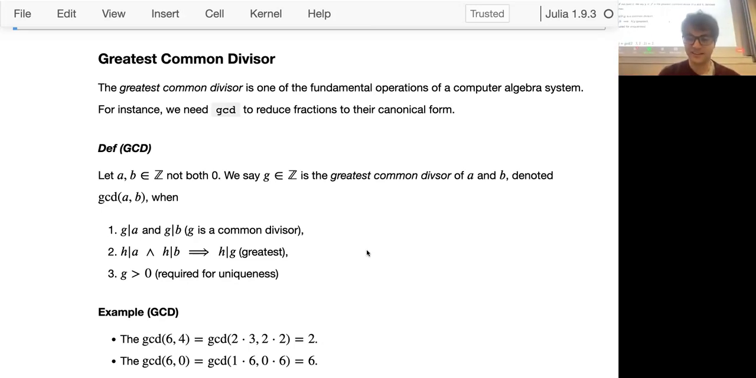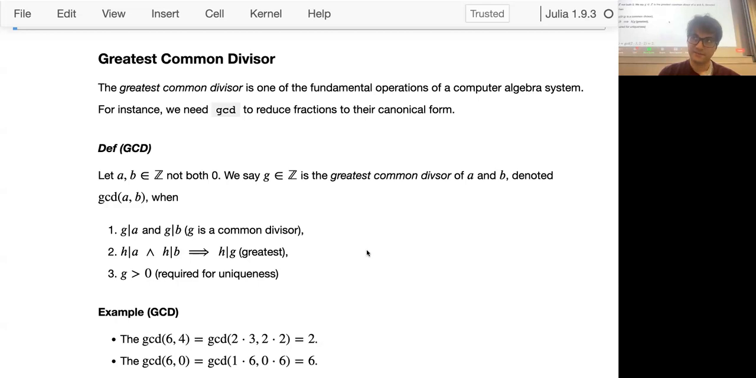So first, let's look at the definition. What is the GCD? If you give me two integers, one of them has to be non-zero. We say that G in the integers is the greatest common divisor of A and B, and is denoted GCD of A and B. If you're from number theory, they don't even write the GCD. They just use rounded brackets for that operation. When? Okay, so these three properties have to hold.